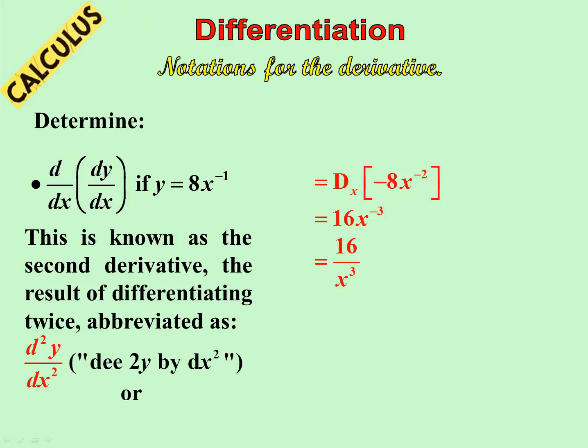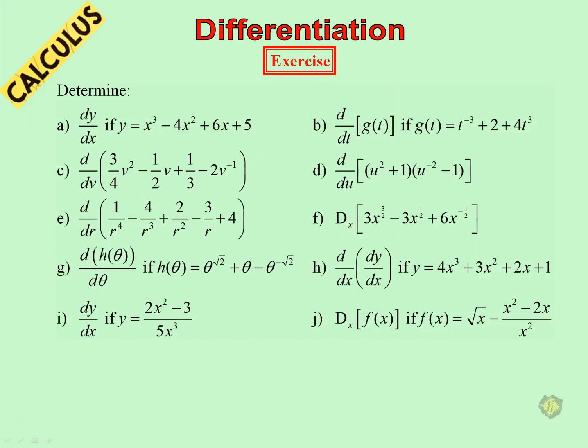Second derivative. Sometimes written as that there. Notice the 2 on the d and the 2 on the x. d2y by dx squared. Strange, us mathematicians, but d2y by dx squared. Or f prime prime of x, f double prime of x. Usually we say f prime prime x. An exercise to do. Pause, try it yourself.